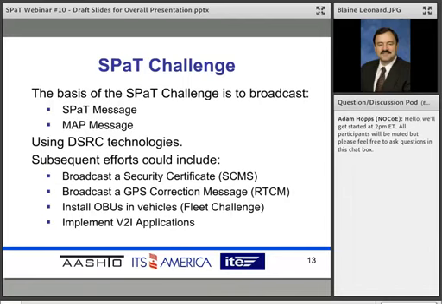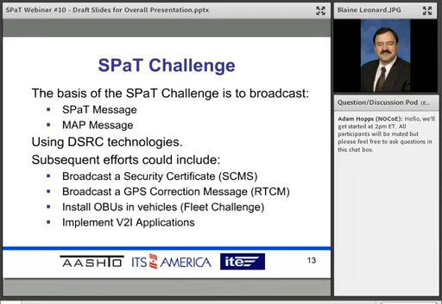Broadcast a GPS correction message to make sure that the GPS data you're sending out is even a little more accurate. And there are ways to do that, and we've had some webinars about that as well. Installing OBUs in some vehicles and learning to communicate between them, the essence of the Connected Fleet Challenge. And we've talked about that.